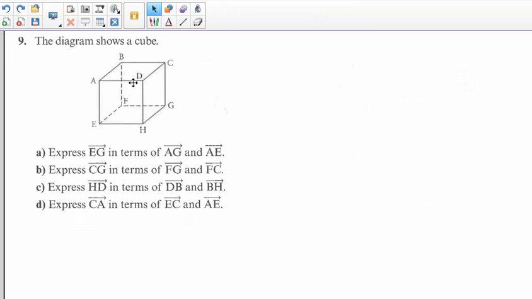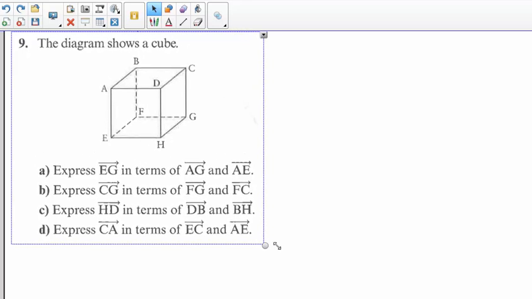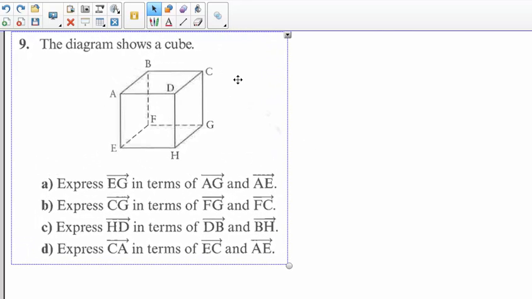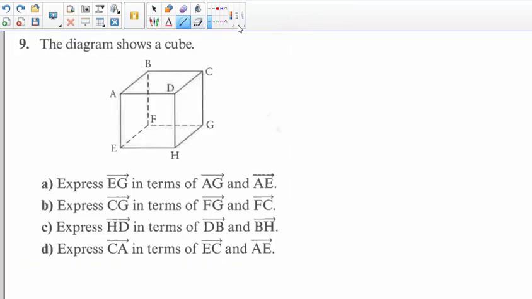I think this one's going to be pretty similar. I didn't actually peek at it ahead of time, but it looks right off the bat to be pretty similar. The diagram shows a cube. Express EG in terms of AG and AE. Okay, so continuing with what we're doing, I'm looking for EG, so let's establish where that is. That's right across here.